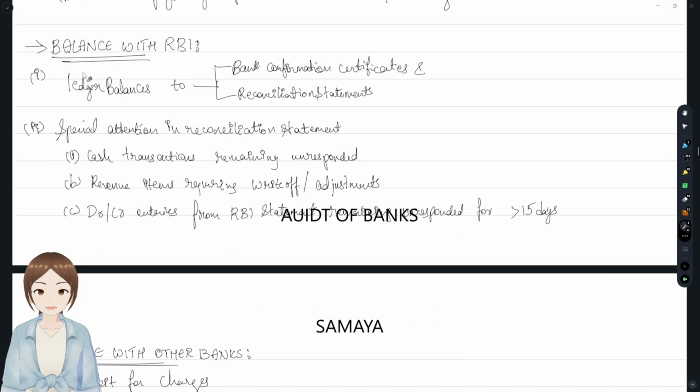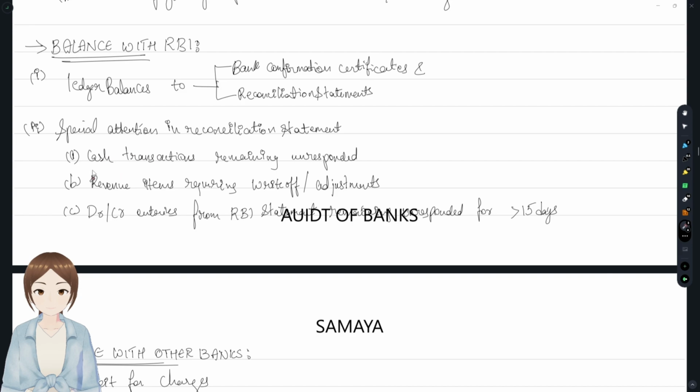With verification of balance with RBI, what do we have to check? We have to check that the ledger balances of our system are confirmed with bank confirmation certificates and reconciliation statements. These are mostly third party certifications, third party confirmations. Special attention goes to the reconciliation statement. With regards to any kind of balances with RBI or other banks, we have to check the reconciliations. What should that reconciliation not contain? It should not contain interest, and it should not contain any bank charges.